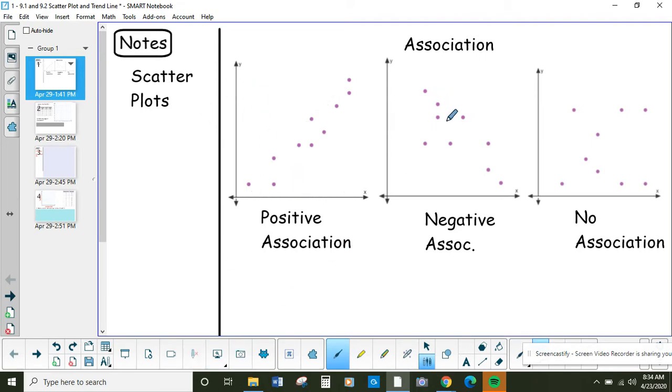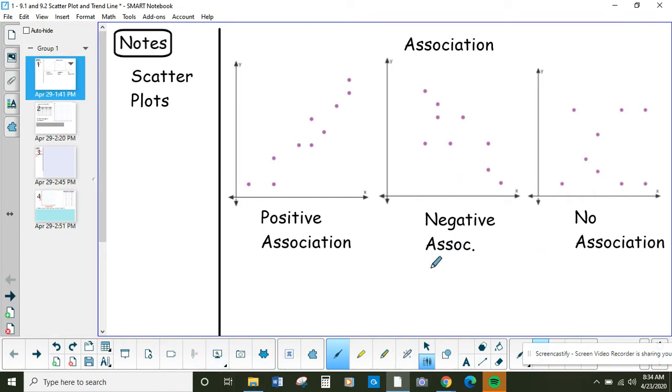So negative association is the opposite. So let's say you're spending money. So as time goes by and you have savings, the more time goes by, you're spending, your savings will go down the farther we go this way. That's a negative association right there. So negative association is similar to a negative slope, right? And no association, of course, is when as x goes up, y is not affected at all.